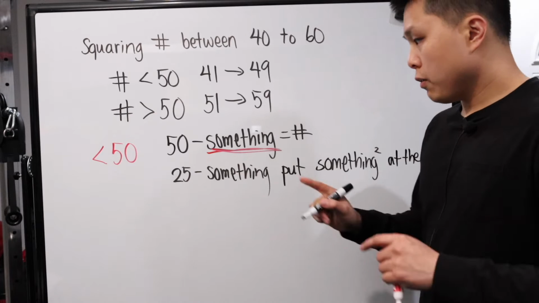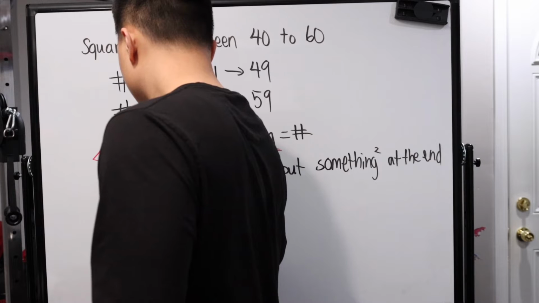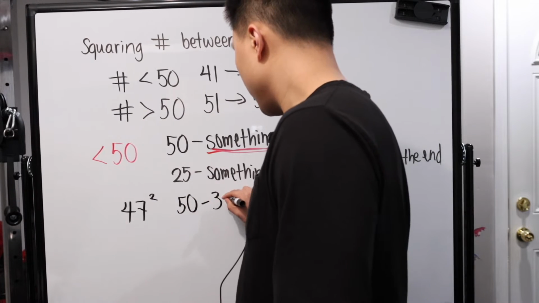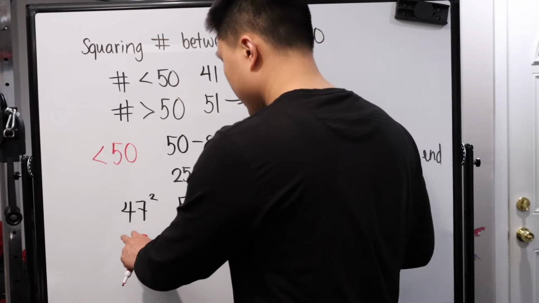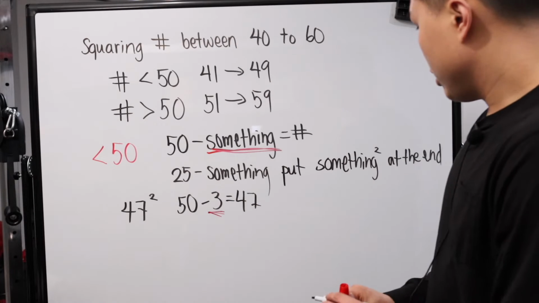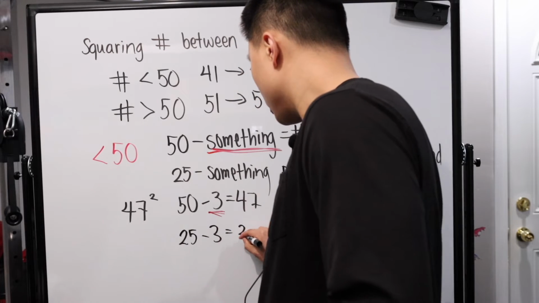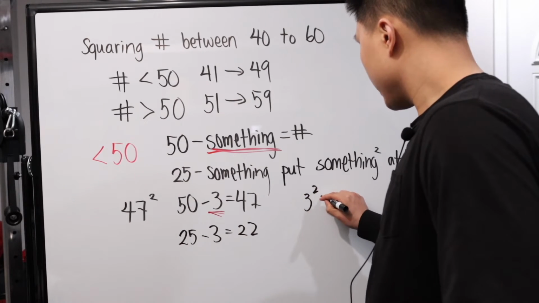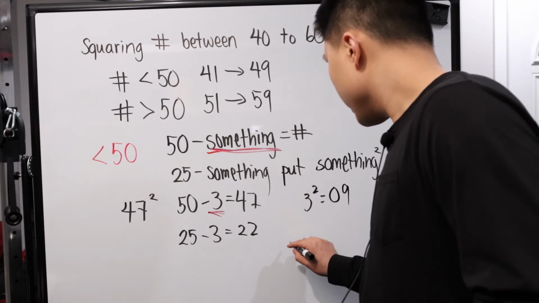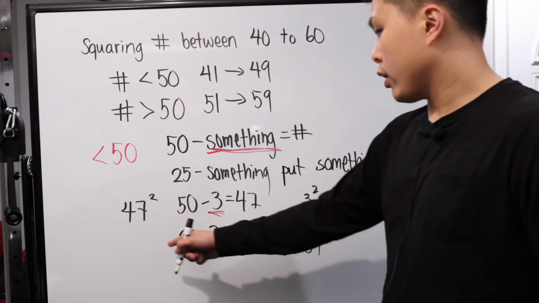For example, 47 squared. That's technically 50 minus 3, which is 47. We're not worried about the square, we're just looking at the inside number, so this something is 3. What we're going to do is 25 minus 3, which is 22, and 3 squared is 9. But here's the catch: 09. This is what I want you to put. So in the end, this is going to be 2209. This is the square of 47.